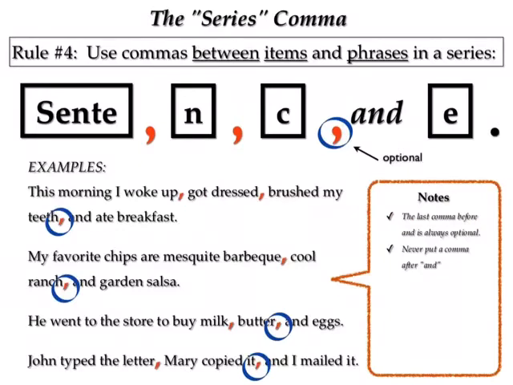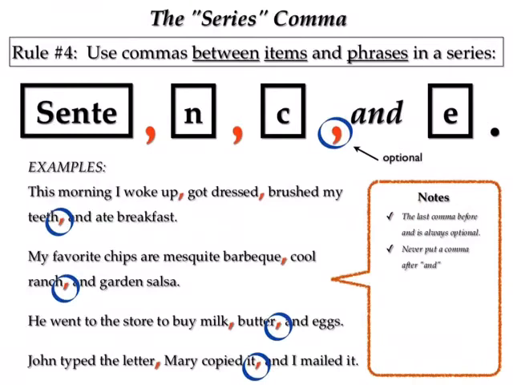They call that last comma optional. I call it the Oxford comma, and I will stand up for that comma for as long as I live. It provides clarity. It makes your writing clear. I'll give you an example of that in a moment, but first let me read these examples that are not as exciting as the ones I found. This morning I woke up, comma, got dressed, comma, brushed my teeth, comma, and ate breakfast. My favorite chips are Mesquite barbecue, comma, Cool Ranch, comma, and garden salsa. He went to the store to buy milk, comma, butter, comma, and eggs.